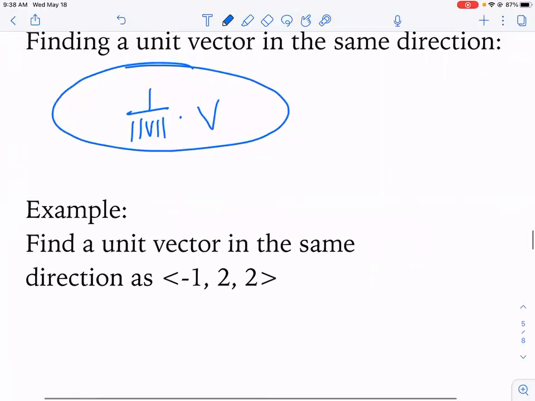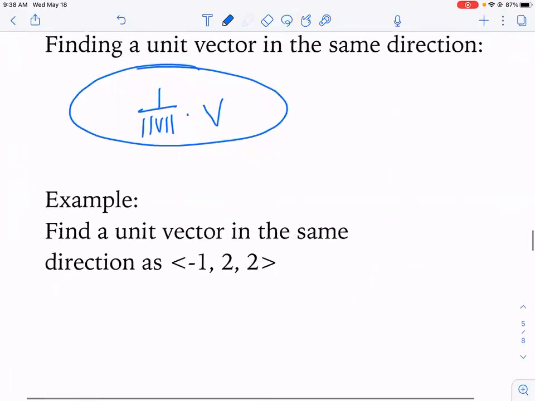Okay, so we're going to take this vector right here, negative 1, 2, 2, and we are going to find a unit vector in the same direction as this guy.